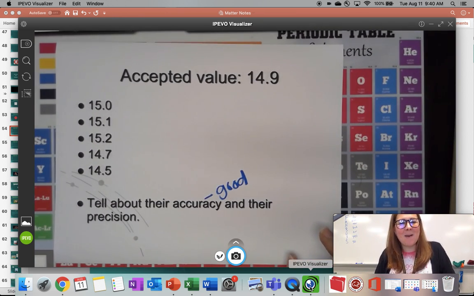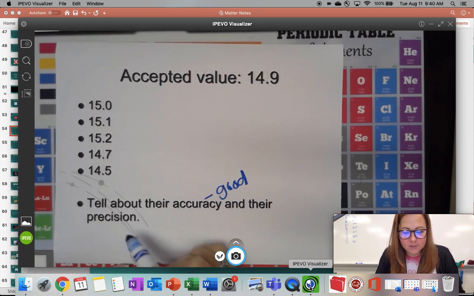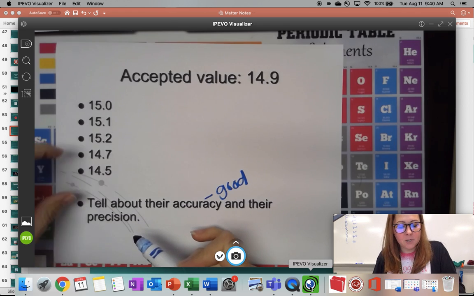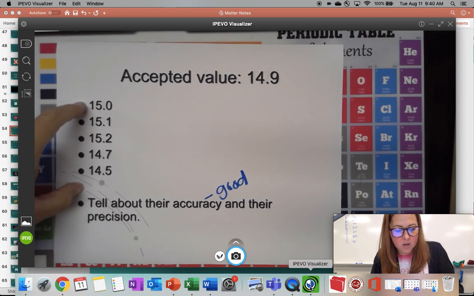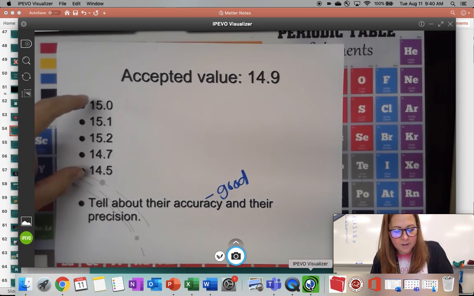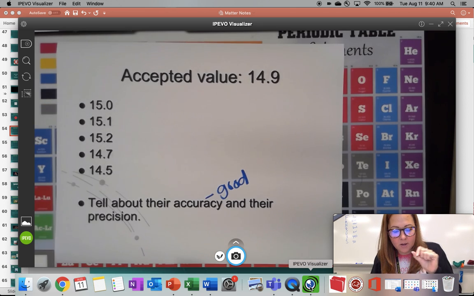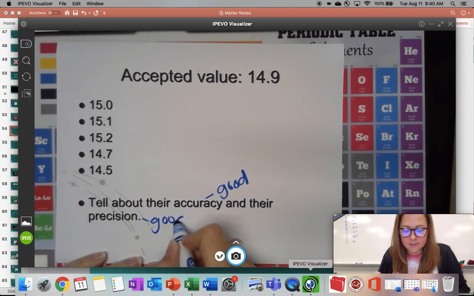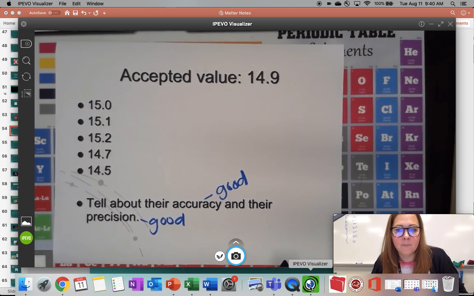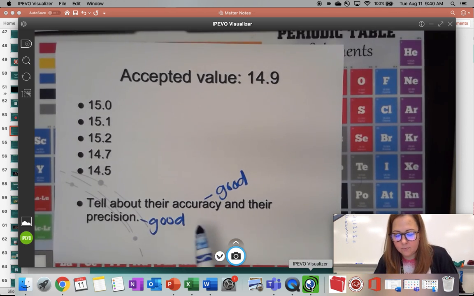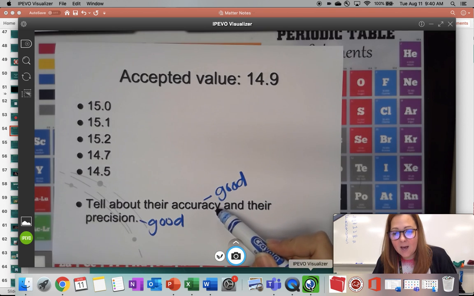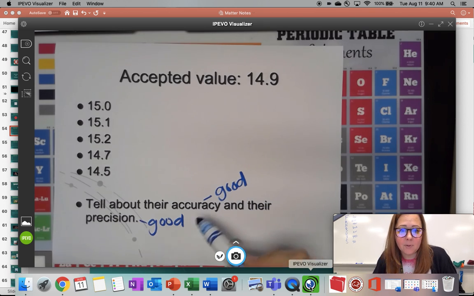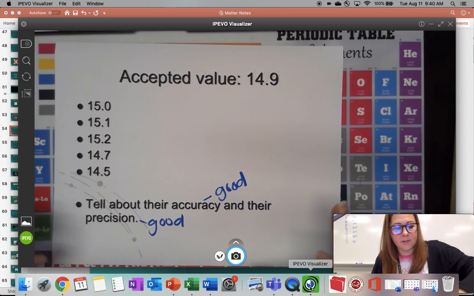But my accuracy was pretty good because I overall had the correct answer. Now with my precision, they're all pretty much clustered in the same little area. So because they're all clustered in the same area, I pretty much replicated my results over and over. I'm going to say that my precision was pretty good. Now just as a general tip here, if you have good accuracy, you're probably going to have pretty good precision as well, because your results aren't all over the place.